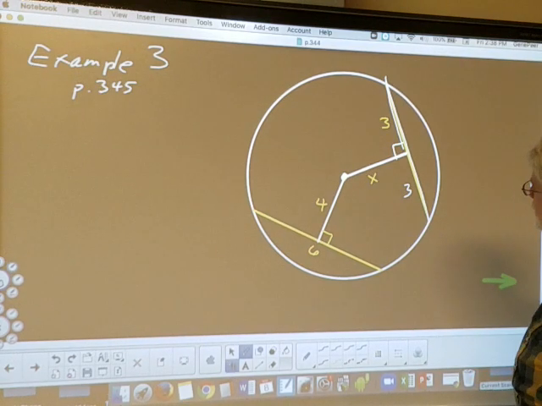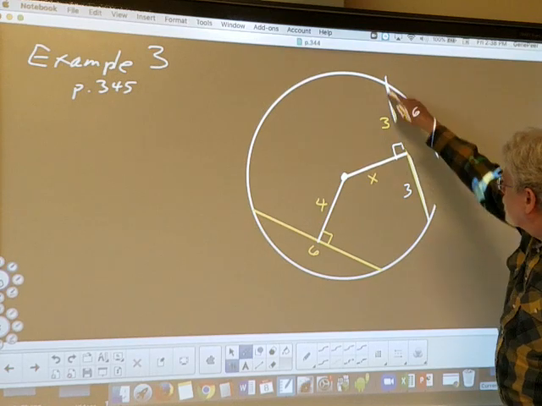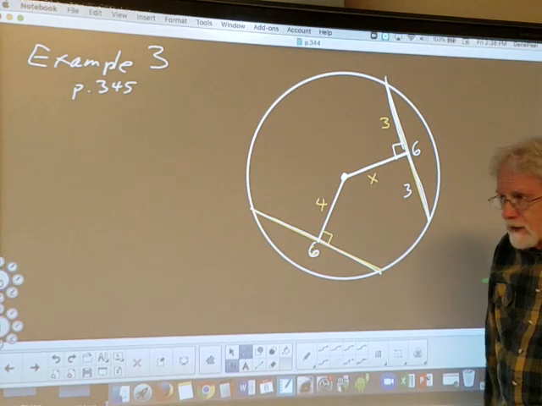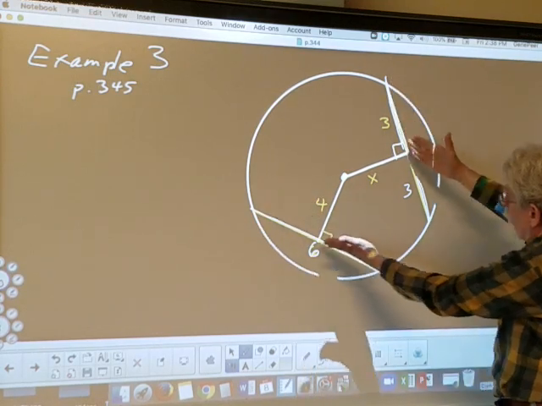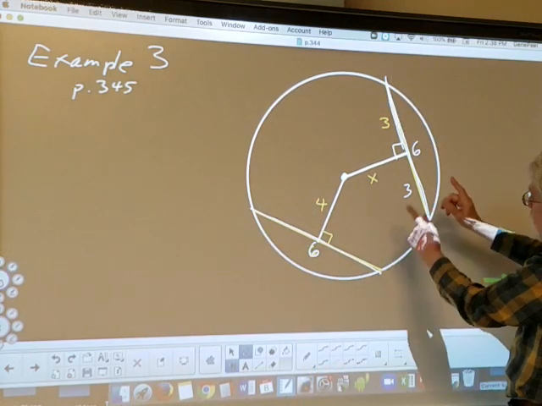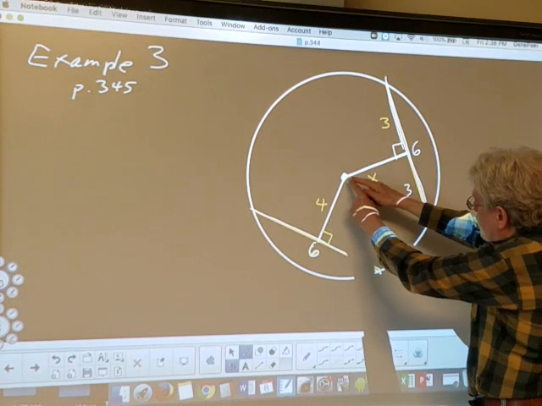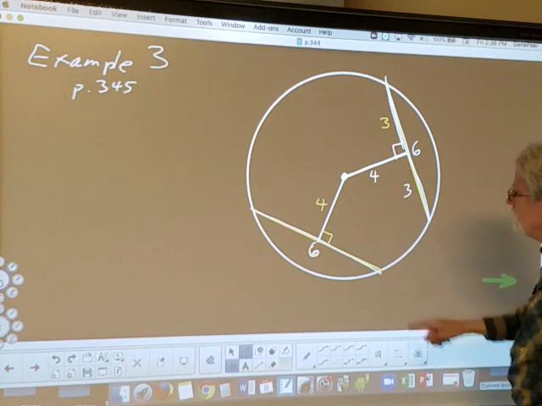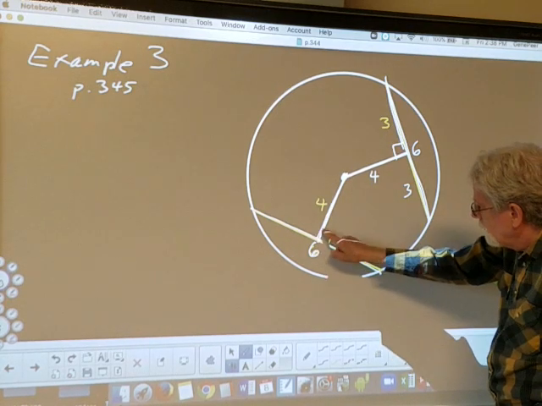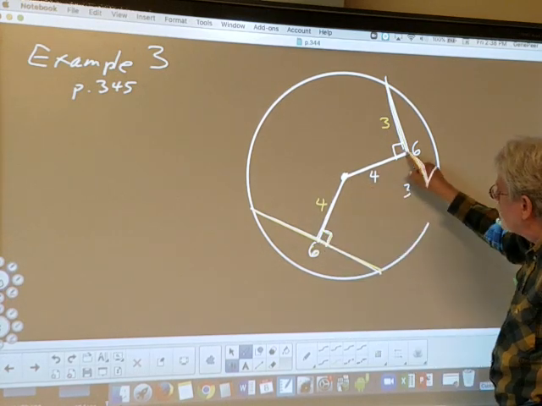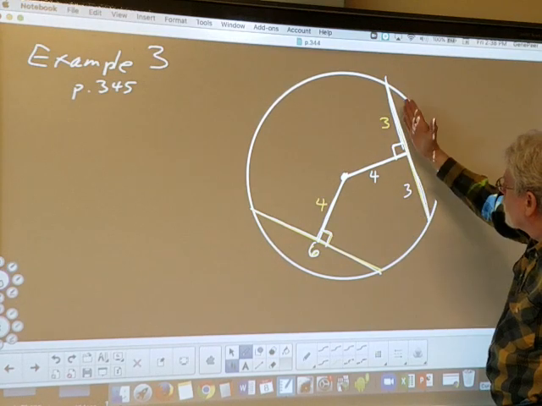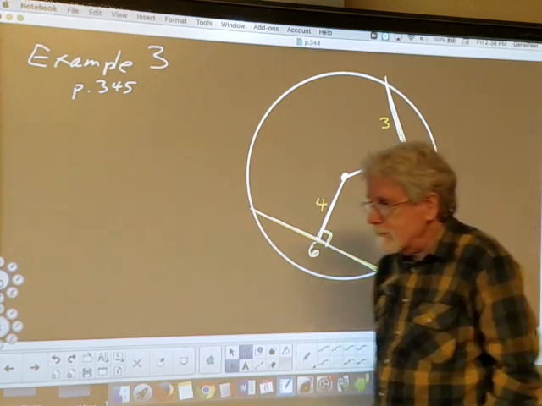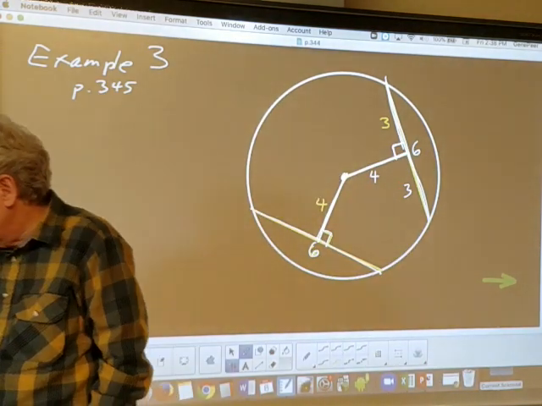But wait just a moment. This whole thing is 6. We're already told that this one is 6. But congruent chords will be the same distance from the center, meaning that x must be 4, because this distance must be the same as this distance because the chords are congruent. Not too bad, huh? And that's all there was to that last example.